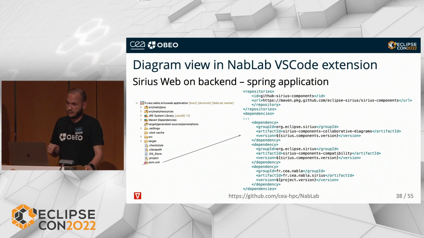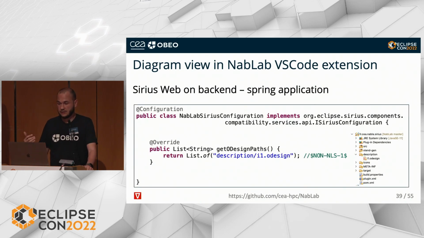So on the back end, we have created a Spring application using only some components of Sirius Web, such as the diagram component or the compatibility layer component. The component architecture of Sirius Web allows you to use only what you need. These components are stored in a specific library called Sirius components. We also depend on the NabLab Sirius plugin for the NabLab Sirius configuration file.